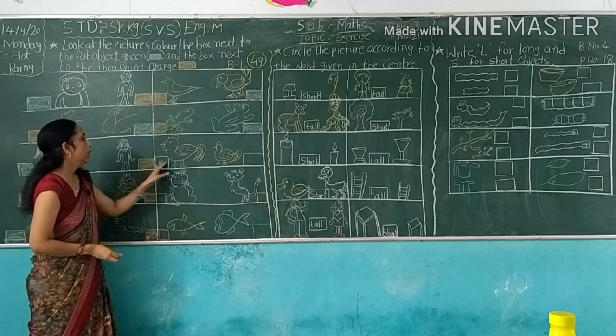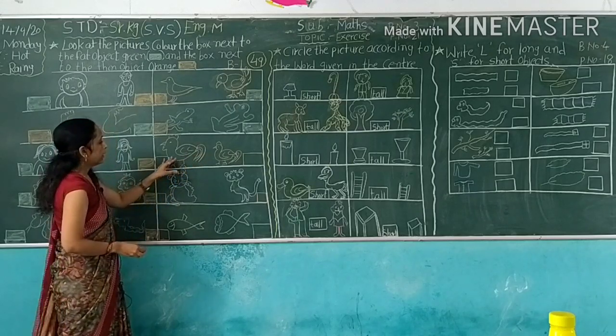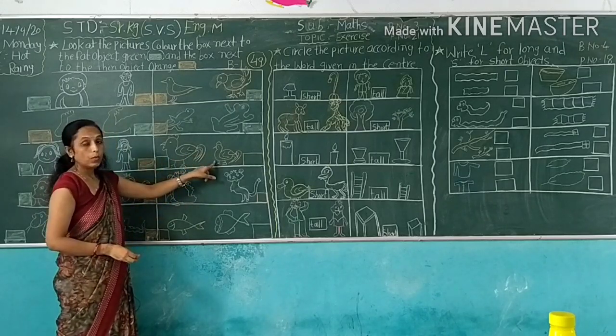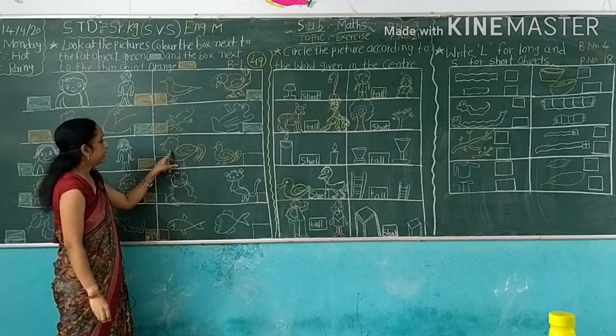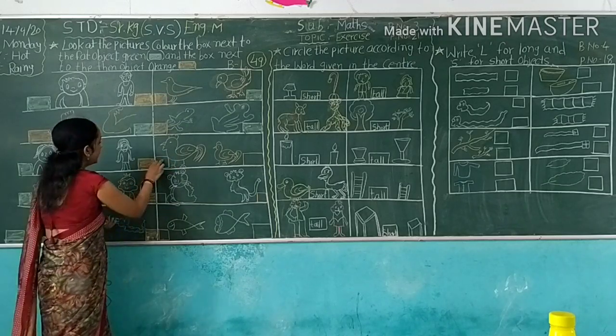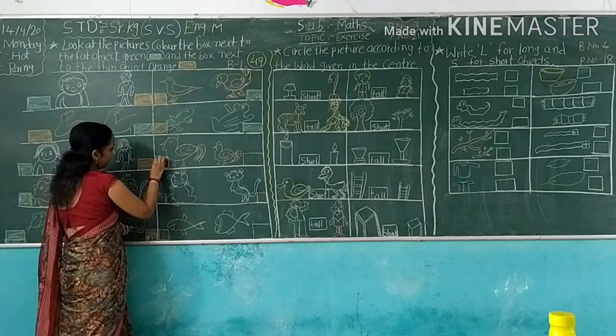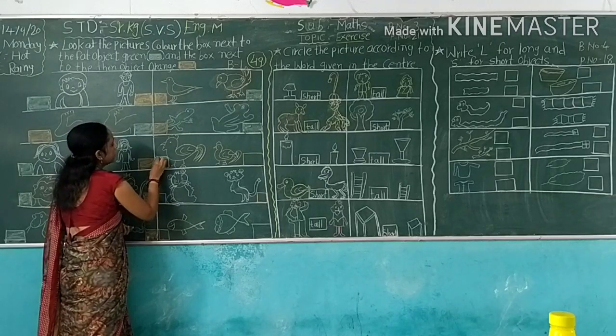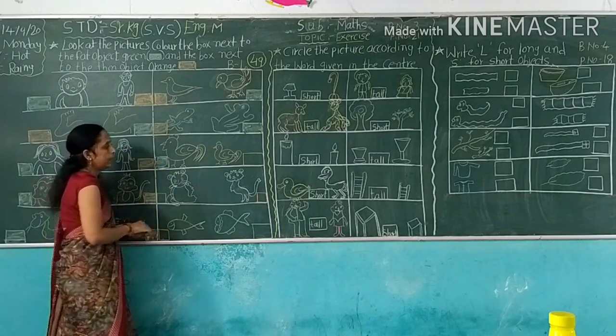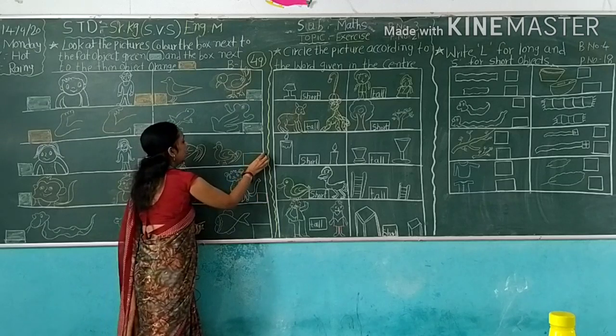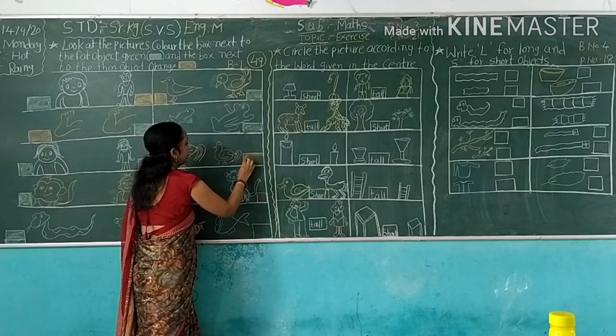Here I drawn two cocks. Which cock is fat? This? No. This? Yes. This cock is fat. So here color in green, okay? This object is fat and this object is thin. So here color in orange.